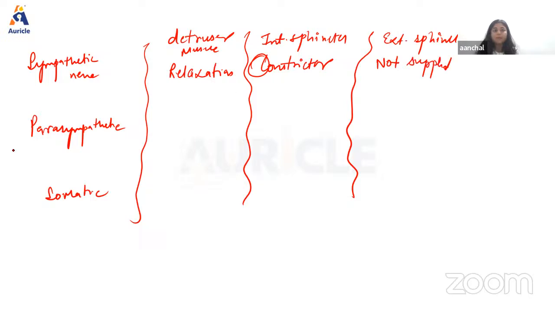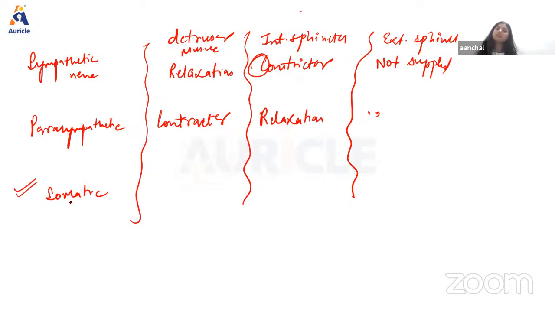Then the role of the parasympathetic: it is responsible for the contraction of the detrusor muscle. There will be opening of the internal sphincter by relaxation, and again the external sphincter is not supplied by the parasympathetic. The external sphincter is supplied only by the somatic nerve. That's why it always remains voluntary.